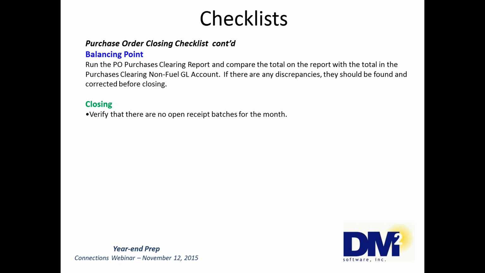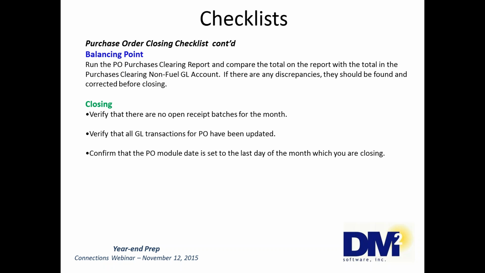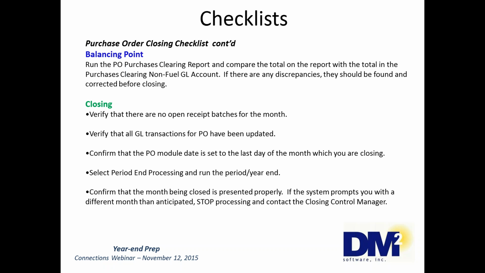Verify that there are no open receipt batches for the month. Very important. That is receipt of goods and receipt of invoices. So again, making sure your daily transaction registers for PO have been updated. And then set your module date to the last day of the month of which you're closing. In the select period in processing, run the period and year in. Confirm that the month being closed is the month you're expecting to close.